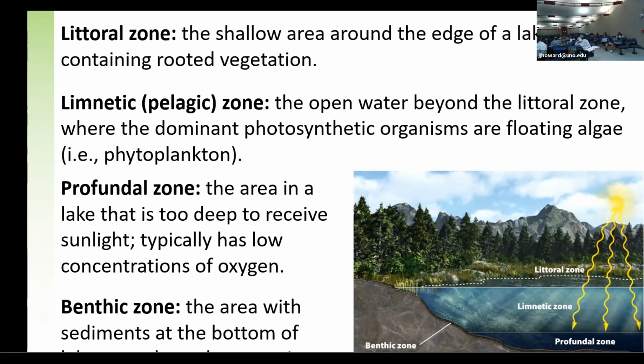But in the limnetic zone, it's too deep for rooted plants to emerge. So the plant life there is mostly algae. Okay, you have a profundal zone at the bottom, and that is often oxygen poor for reasons that we'll see in just a second. And then you have a benthic zone. The benthos is simply the bottom of any body of water. It has a lot of burrowing organisms. It actually can have a fairly rich food web. Yes.